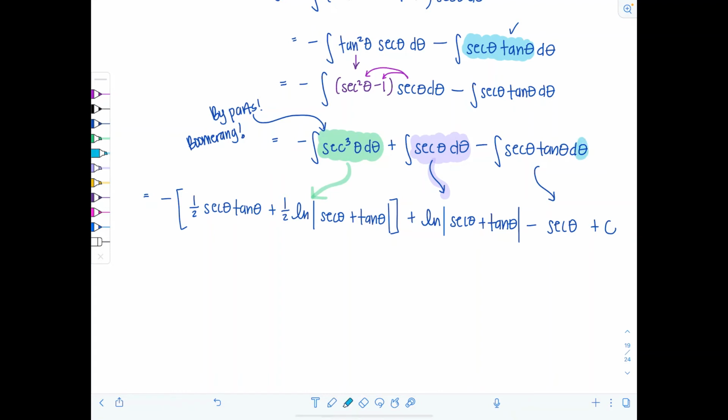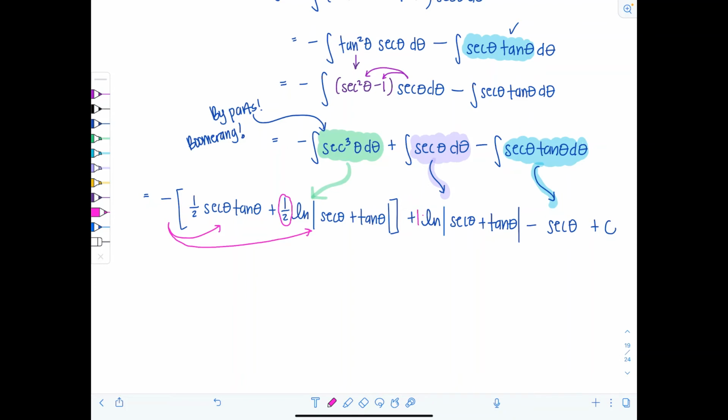So here, that one took no work. We are done. And I just put one nice plus c. See how clean and classy? Okay, can we clean up a wee bit more? Of course we can. Notice here, I'll distribute the negative. Then I have negative 1/2 natural log secant theta plus tan theta, and this is positive 1 natural log absolute value secant theta plus tan theta.